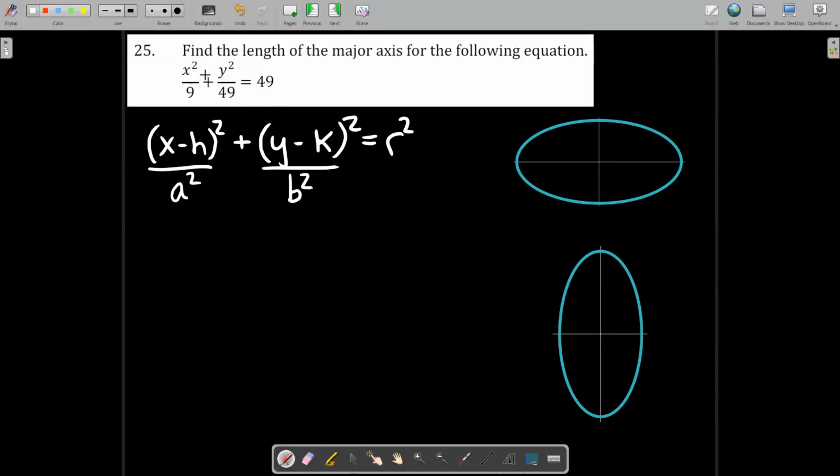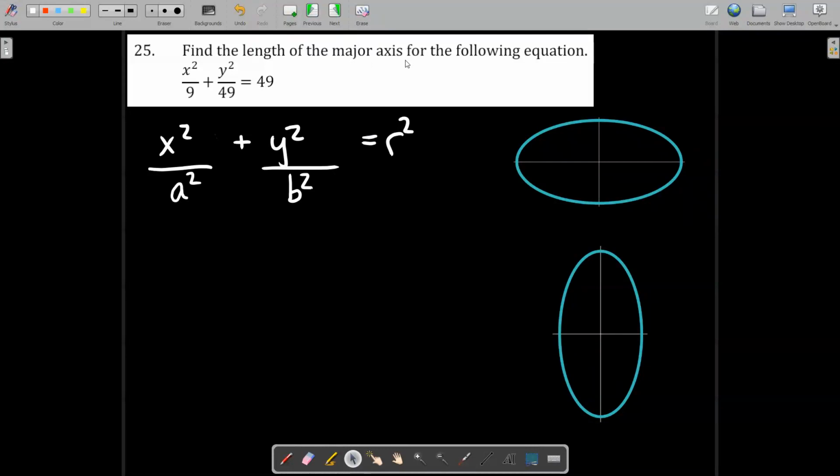The equation that they give us, there is no h and there is no k. That means it must be centered on the origin. So let's just get rid of the h, get rid of the k, and then consider the equation without those. Kind of a distraction. So x squared over a squared, y squared over b squared.